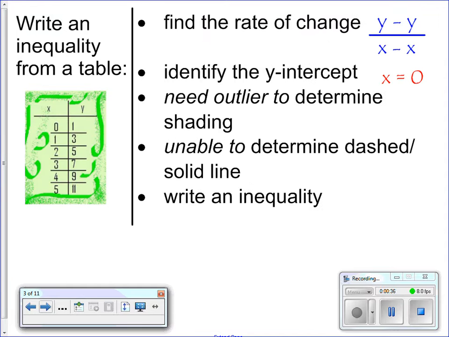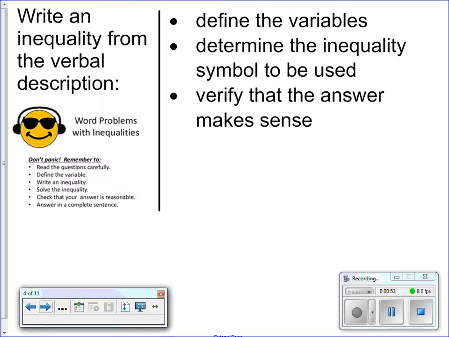From a table, you also need to find your rate of change, or your slope. Identify your y-intercept. You're going to need an outlier in order to determine the shading. You're not really able to tell from a table whether it's a dashed or solid line, so you might have to write two inequalities. So from a verbal description, we're going to define the variables, determine your inequality symbol, greater than, less than, and verify your answer makes sense.